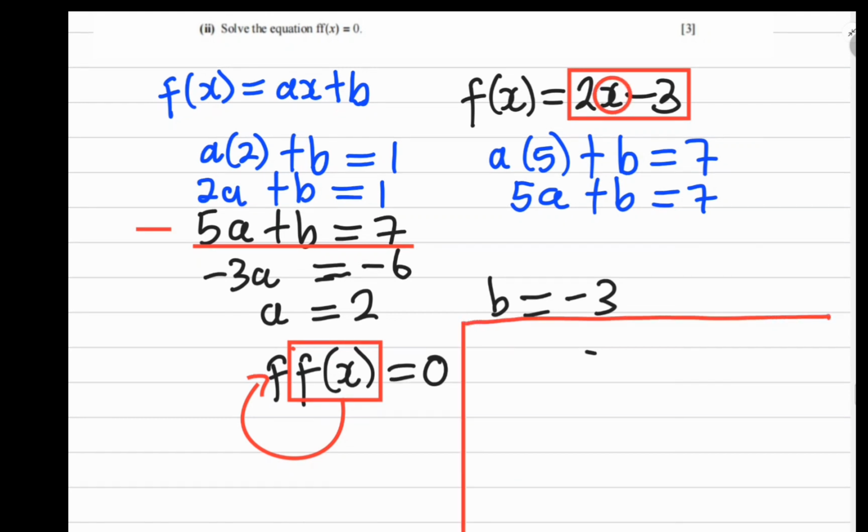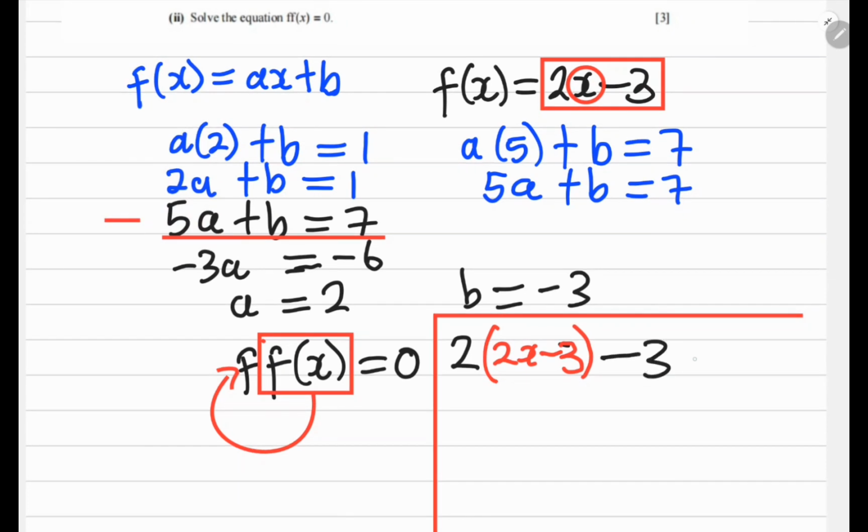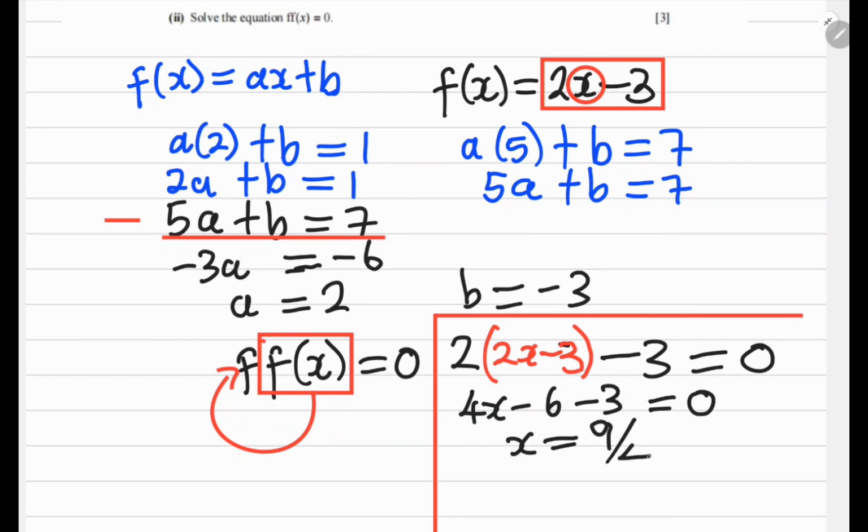So let's do that now and see how it's going to come out. So this is going to become 2, then in place of x, we substitute the whole function, which is 2x minus 3, that I've put in red. Then subtract 3 is equal to 0. So then we solve our equation for x. We expand the brackets. 4x minus 6 minus 3 is equal to 0. So x is 9 over 4.